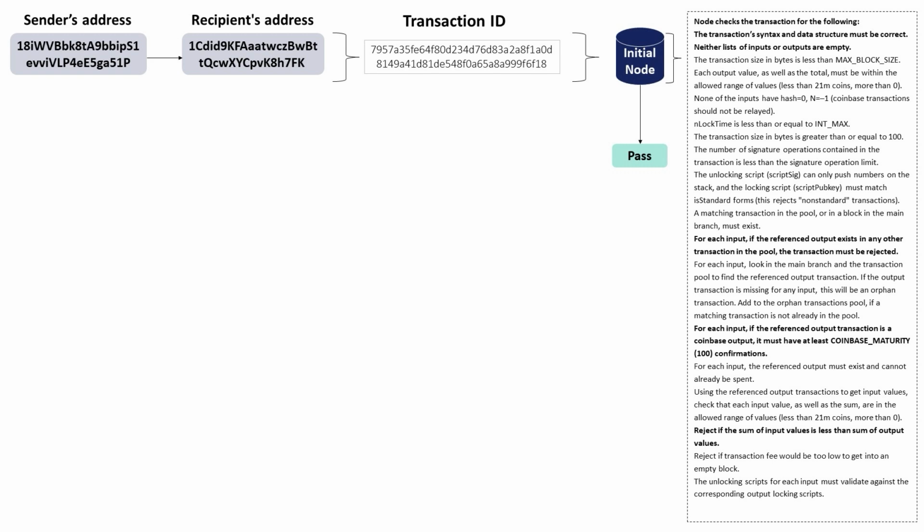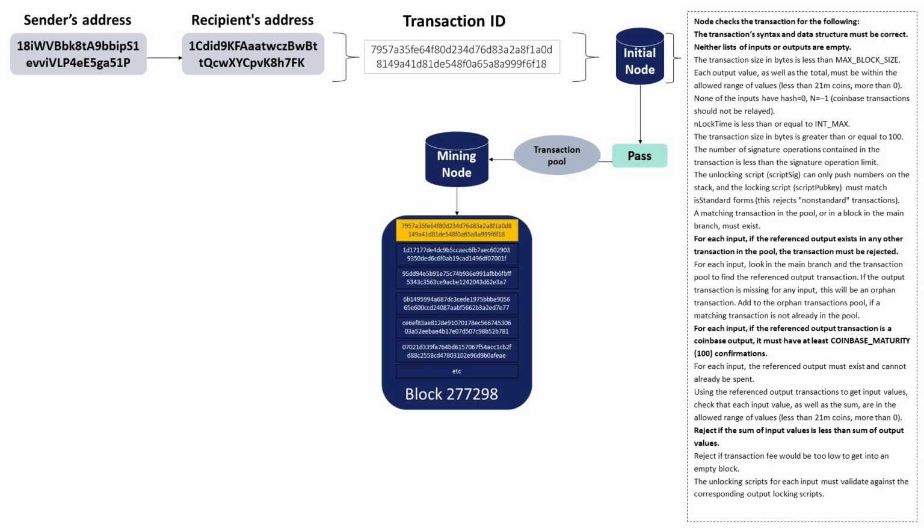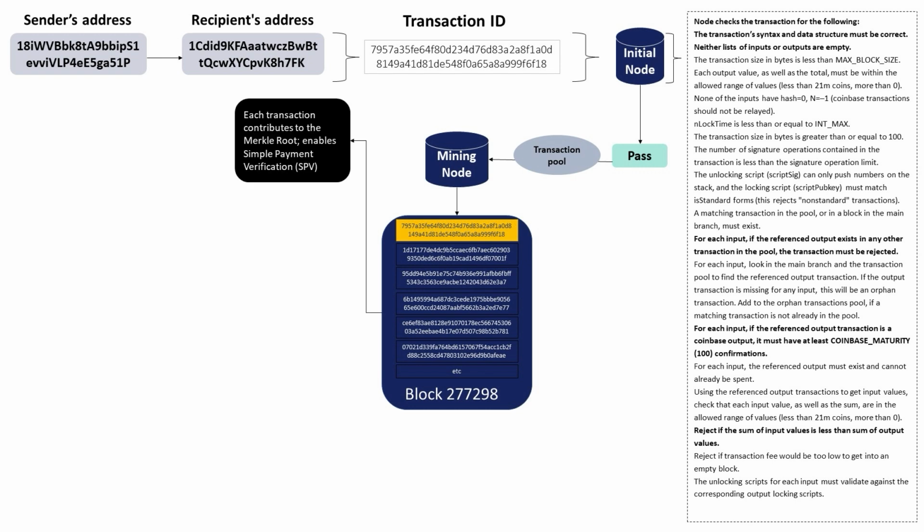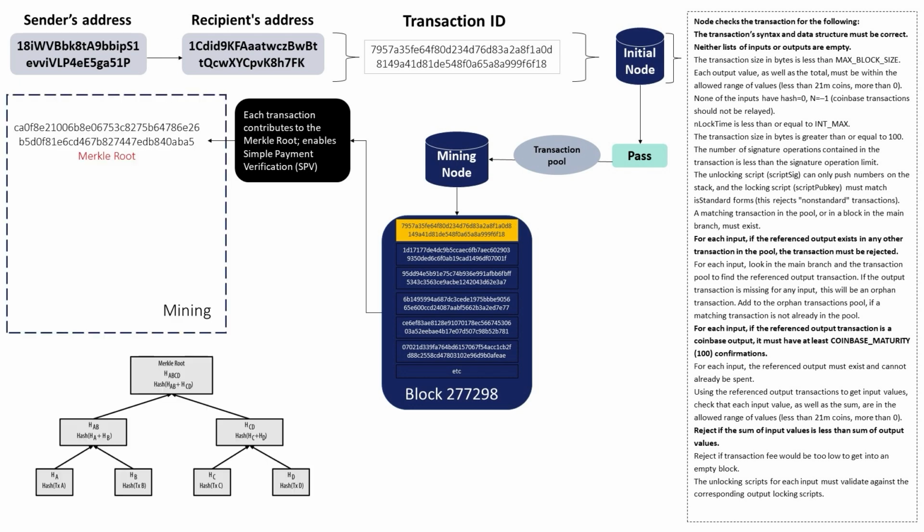Once a transaction passes these checks, it enters the transaction pool of a mining node. Here, transaction 7957a35fe, etc., is packaged into block 277298, waiting to be confirmed. This brings us back to the concept of recursive hashing and the Merkle root. Again, it is this Merkle root that facilitates simple payment verification on mobile and other thin client devices.